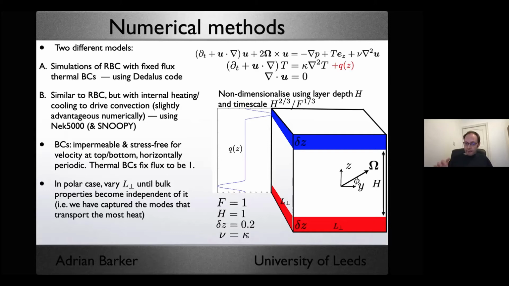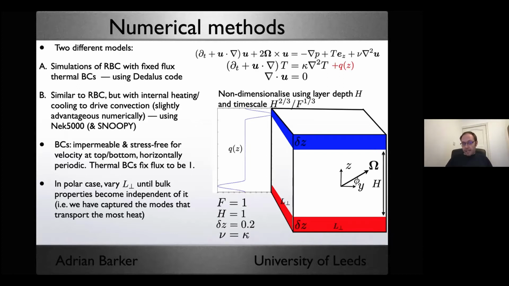So we still have boundary conditions that fix the flux through the boundaries to be 0, but we impose a heat flux in our units of 1 through the interior by having a heating layer near the bottom boundary and a cooling layer near the upper boundary with an equal magnitude, such that the integrated heating rate would give you a heat flux through any horizontal plane of 1.